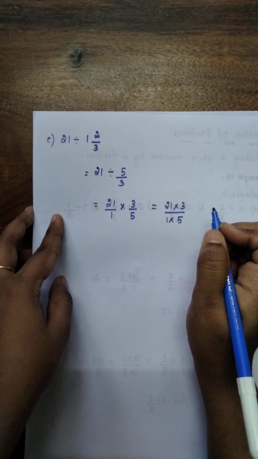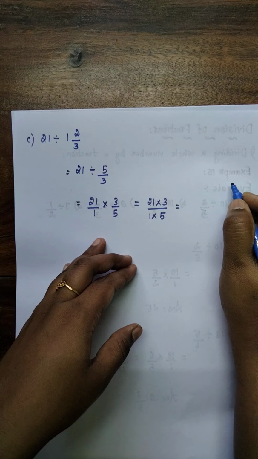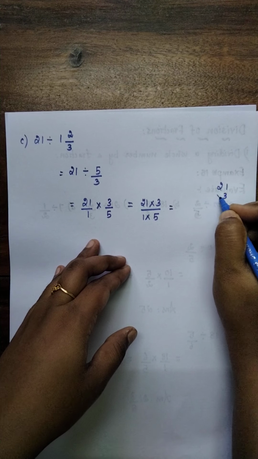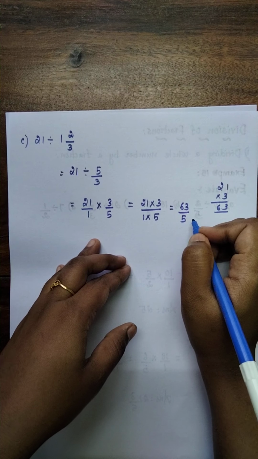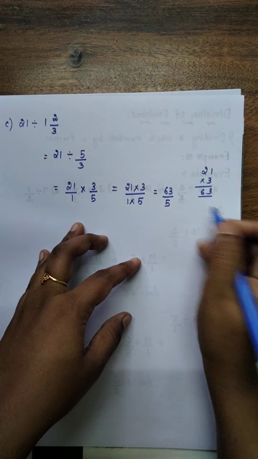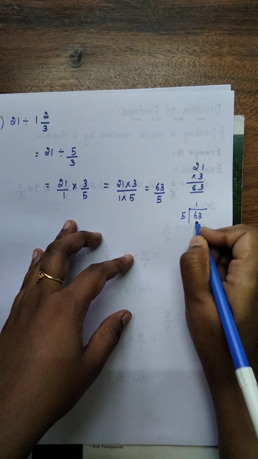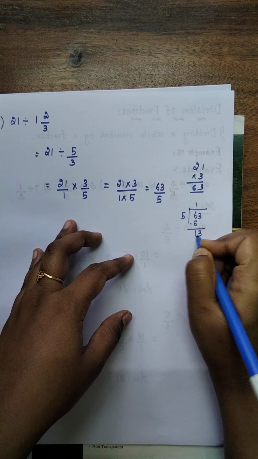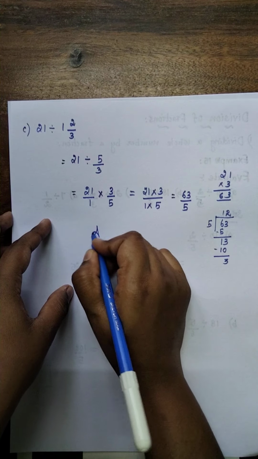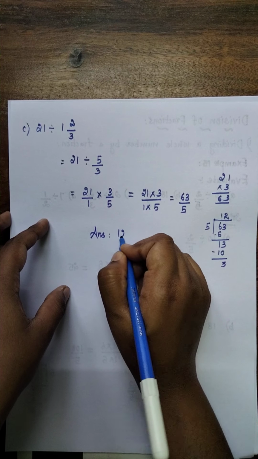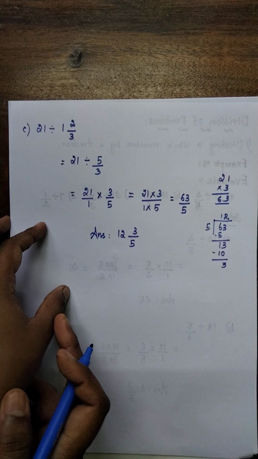Check whether there is any common factor. No, there is no common factor. So multiply the numbers, 21 into 3. 1 3 is 3, 2 3s are 6. It is 63 by 5. Again it is an improper fraction, so convert it into a mixed fraction. 63 divided by 5. 1 5 is 5, balance 1 3. 2 5s are 10, balance 3. So our answer is 12 3 by 5. This is your answer. Understand? Then the last question.